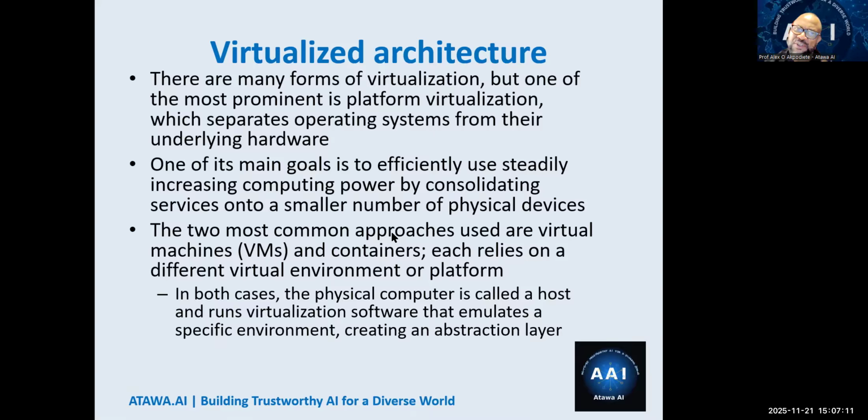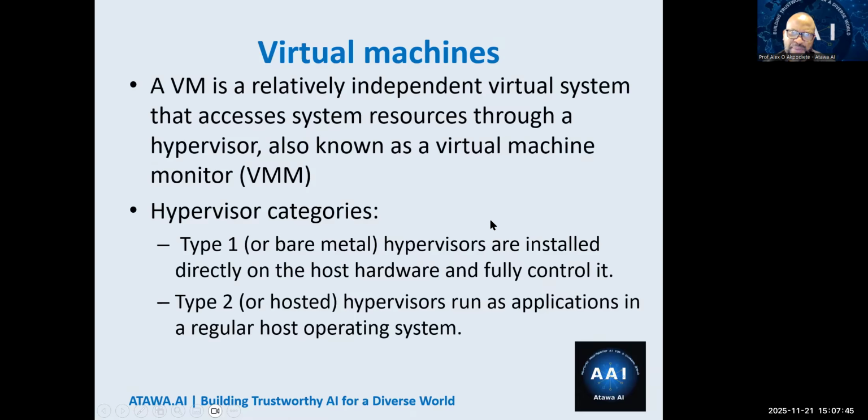So virtualized architecture is a very common platform. One of the main goals here is to efficiently use steadily increasing computing power. Right, the two most common approaches are virtual machines, like Oracle VirtualBox and VMware, and containers, but they all have different arrangements. But the point is that in either case, the physical computer is called a host, and then it runs virtualization software that tries to imitate or emulate a specific environment. So you now have what's called an abstraction layer. So just remember that word, abstraction.